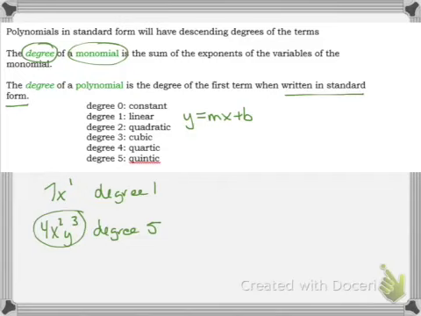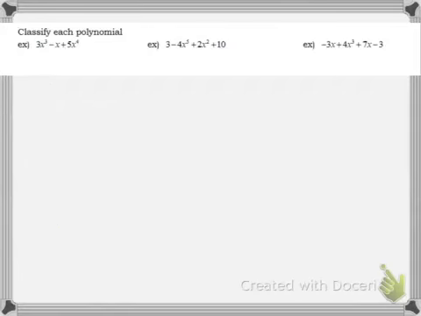If I have degree 2, that is a quadratic, and we just spent the entire Chapter 4 talking about quadratics. We have a name for degree 3, that's called cubic, degree 4 is called quartic, and degree 5 is called quintic. So we can classify every polynomial based upon how many terms it has and what the degree of that polynomial is. So let's look at our first example.